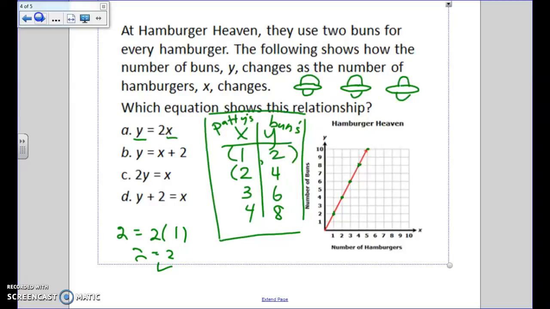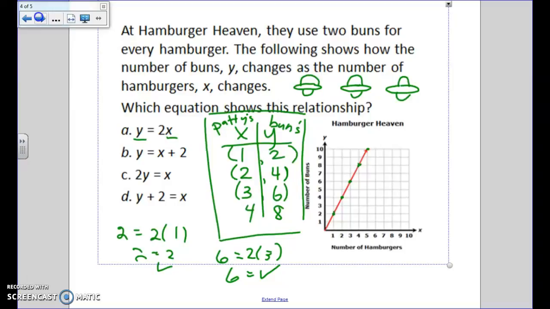Let's try the next one, 2, 4. And as long as all of these solutions work and we're convinced that the pattern follows the pattern, then we're good to go. Let's see here. Does 6 equal 2 times 3? Oh, well, yes, it does. 6 does equal 6. Okay, I'm starting to think that this is going to be the one that we want.